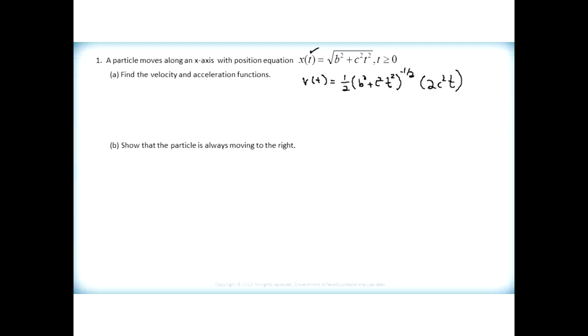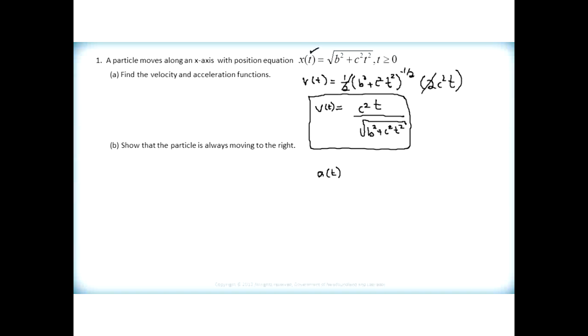Okay, so if we simplify our velocity equation relatively quickly, the 2 and 1/2 can cancel, and I'll have a numerator of c squared t, and in the denominator I'll have the square root of b squared plus c squared t squared. Okay, so there's my velocity function after I differentiate my position function. So the next thing I have to do is take the derivative of that guy so that I can get my acceleration function. So this one looks like a quotient rule might serve us best. So my acceleration as a function of time then.